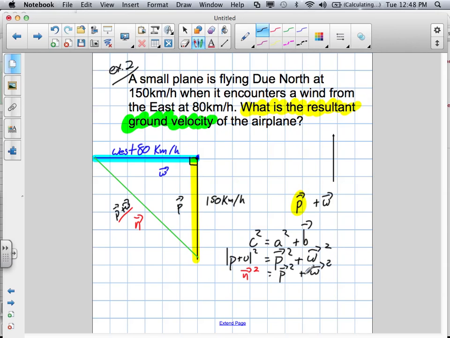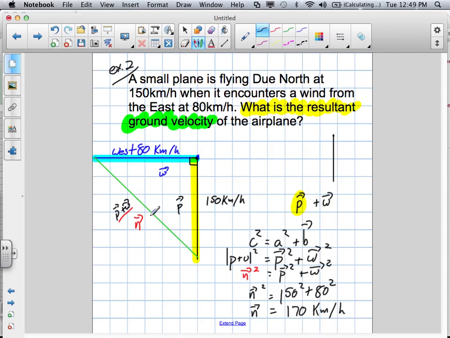Now the directions of these vectors are important. They're not as important for finding the magnitude of it. The magnitude is going to be the magnitude, but the direction in the end will be very important. Okay? So our n squared is equal to 150. Did I say that's p? Yeah. 150 squared plus 80 squared. 170. Oh, final answer is 170. Do you guys know how to carry this all out? You're okay with it? Okay, so vector n is equal to 170 kilometers an hour, okay, in the end.